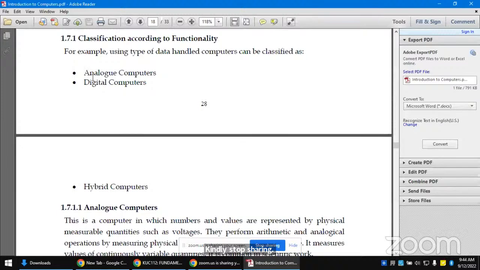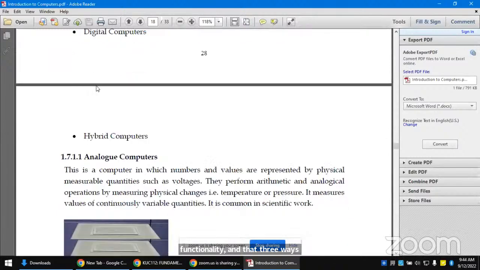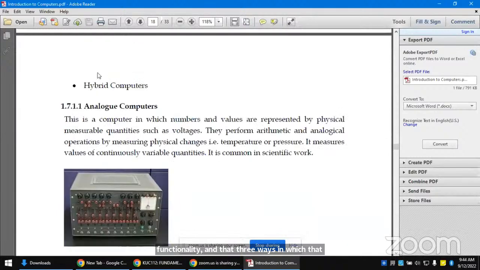So according to me, computers can be classified according to functionality, and there are three ways in which they are classified. We have analog computers, digital computers, and hybrid computers. An analog computer is a computer in which numbers and values are represented by physical measurable quantities, such as voltages.